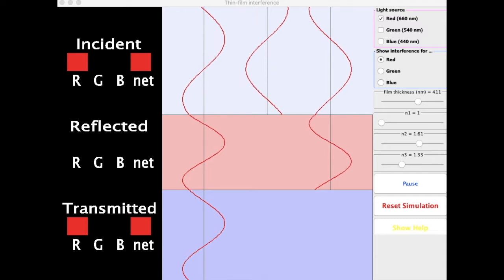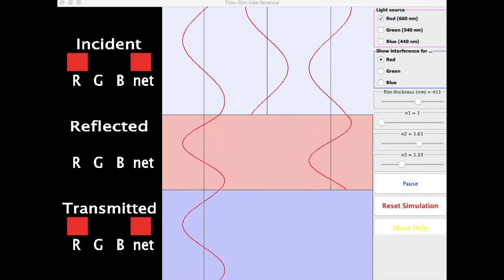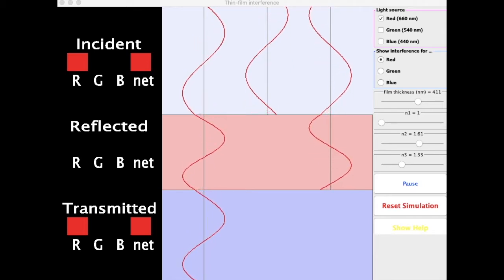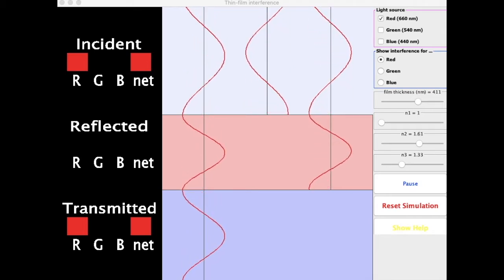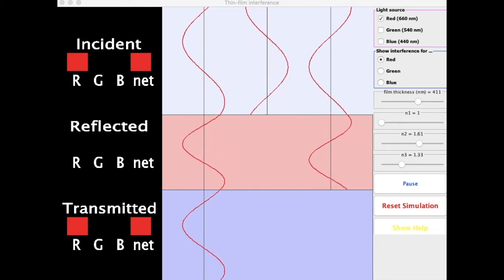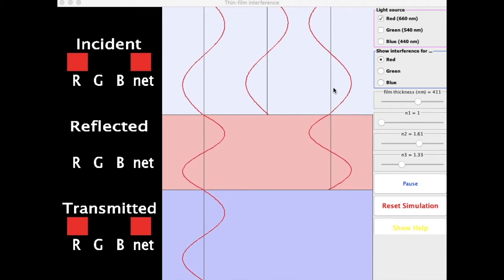What does the thickness of the film have to do with any of this? I have adjusted a larger thickness for the medium that is shown in pink. And as shown in this image right now, the two rays are interfering destructively.